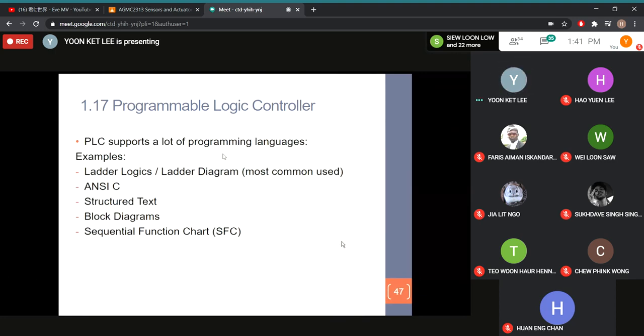Okay. So for you to write a PLC program, they offer a few choices. For example, you can use ladder logic. Okay, this ladder logic is very similar to our wiring diagram. Then it could be structured text, function block diagram, and also sequential function chart. I mean, this sequential function chart is more or less like a block diagram.